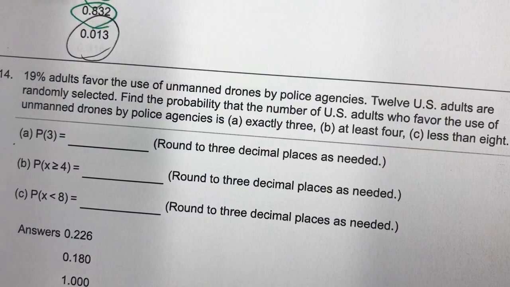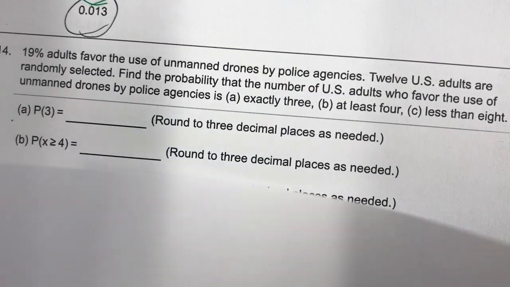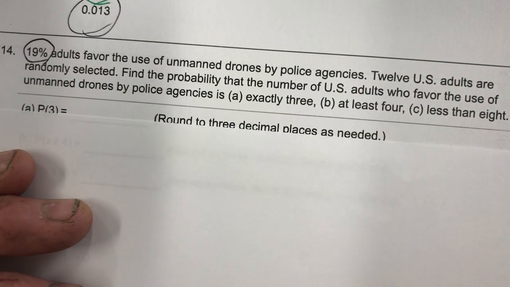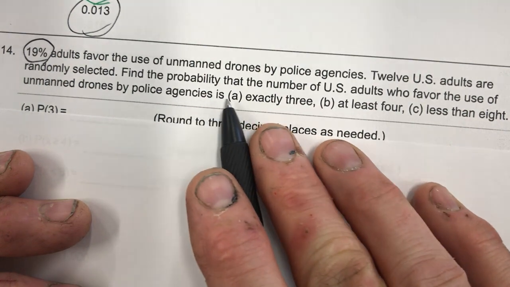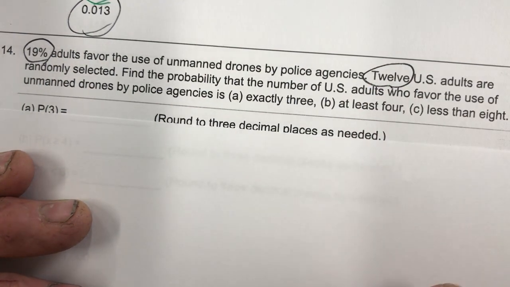Okay. Now here's another one. We'll go through it. If you think you got this, you don't want to watch this part, fast forward over it, you know? No big deal. All right, so 19% of adults, there's my P, favor the use of unmanned drones by police agencies. 12 U.S. adults. We got 12 adults randomly selected.